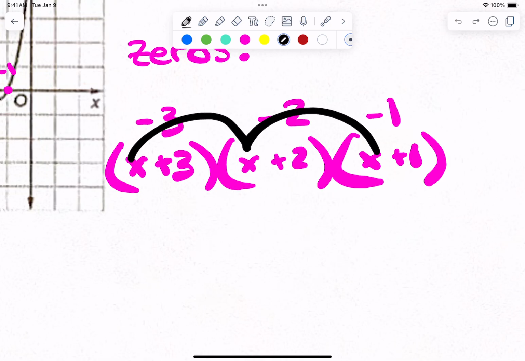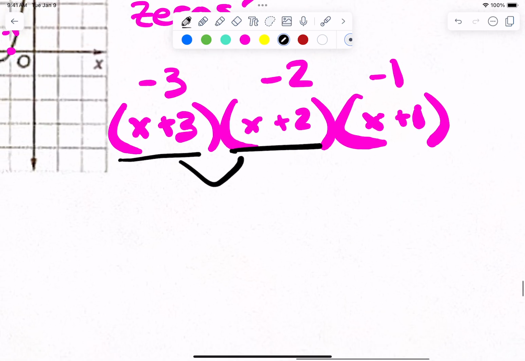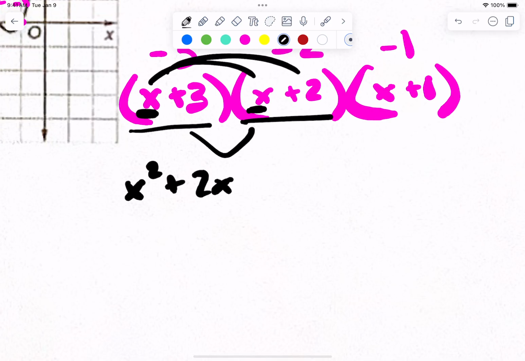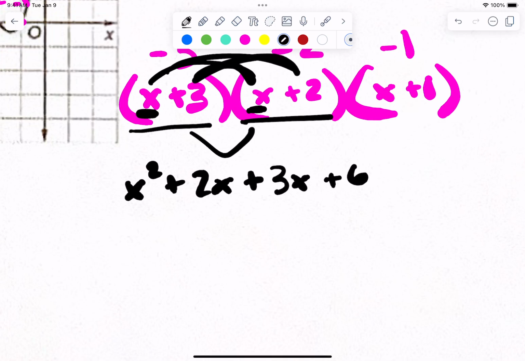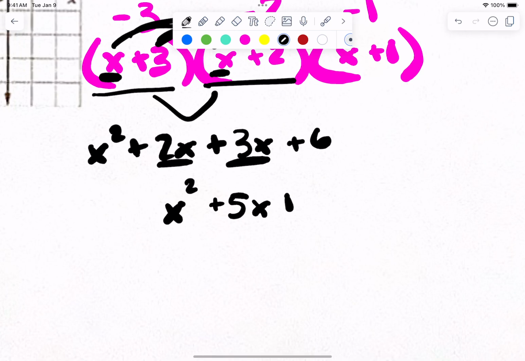I would love it, but that's not true. So we have to deal with two at a time, and we have to FOIL these out. So x times x is x squared. x times 2 is 2x. 3 times x is 3x, and 3 times 2 is 6. Now, before I multiply by x plus 1, put together these like terms. 2x and 3x is 5x. So 5x plus 6.